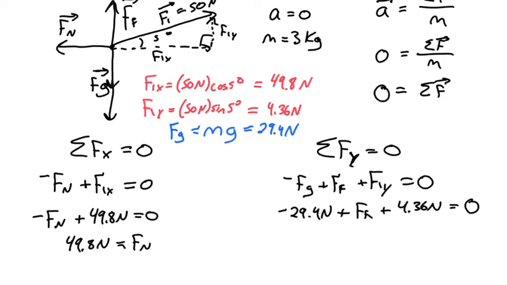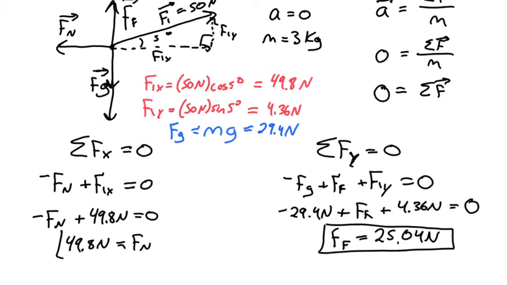So I'll add the 4.36 to the negative 29.4 and subtract those from the other side. And what I get then is that my force of friction is equal to 25.04 newtons, and I do get a positive number on that one, so I was correct in thinking that that's an upward force. So force of friction here, and normal force.